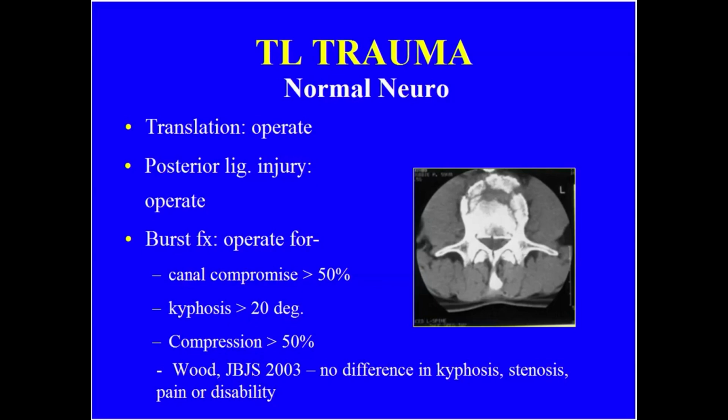One of the things to be aware of is that when you see more than 20 degrees of kyphosis in a burst fracture, oftentimes you're not dealing with a true burst fracture. You're dealing with a patient who has a vertebral body fracture anteriorly and has disrupted their posterior ligaments posteriorly.